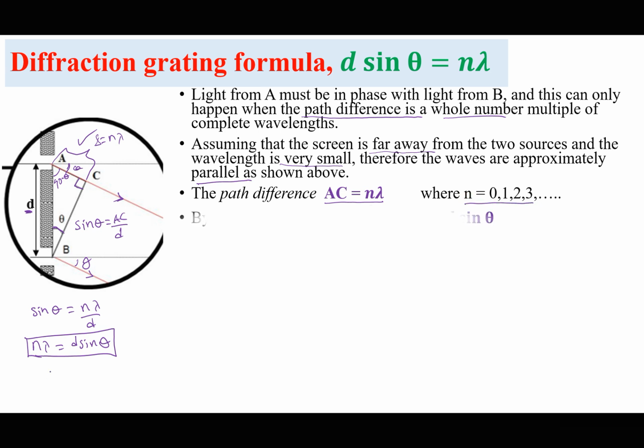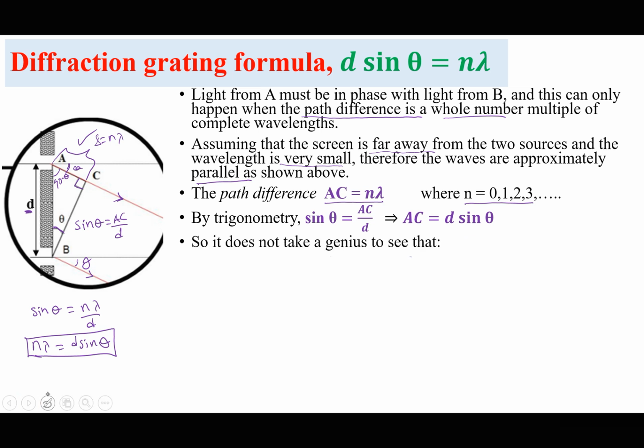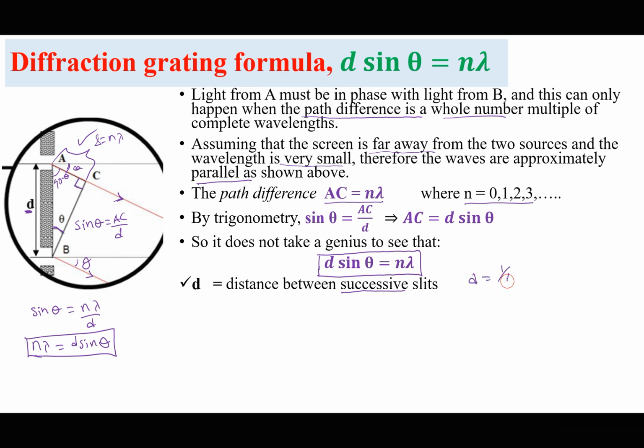And if we use trigonometry, we have already seen that sine of theta is going to be SC divided by d, which implies that S is going to be d sine theta. So it doesn't take you to be a genius to see that d sine theta equals n lambda. So what is d? D is going to be the slit separation, or the distance between successive or adjacent slits, which is the same as we have seen that d is equal to 1 divided by n. As long as we know the number of lines per meter, then we can easily find d.